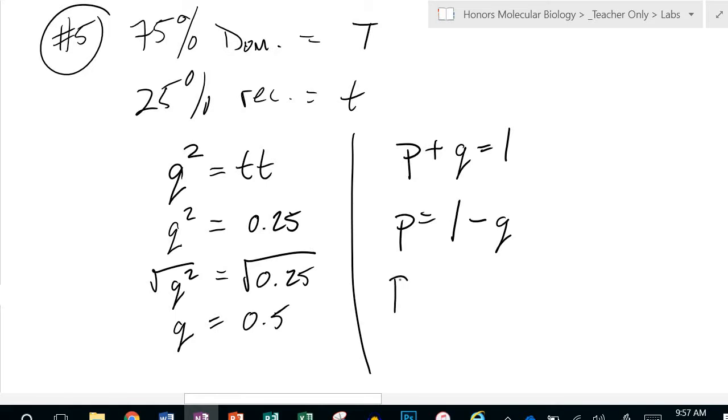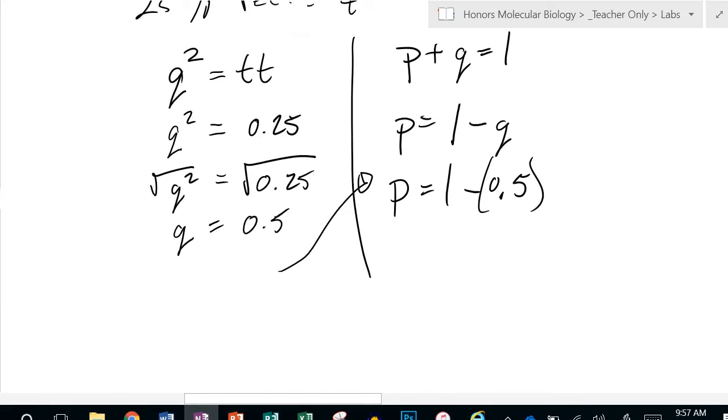Okay, now we'll plug it in. P equals 1 minus Q over here. Plug it in: 0.5. Okay, and then we just do a quick calculation. We know that 1 minus 0.5, P is equal to 0.5. All right, so now what we have is how we calculate each of these.